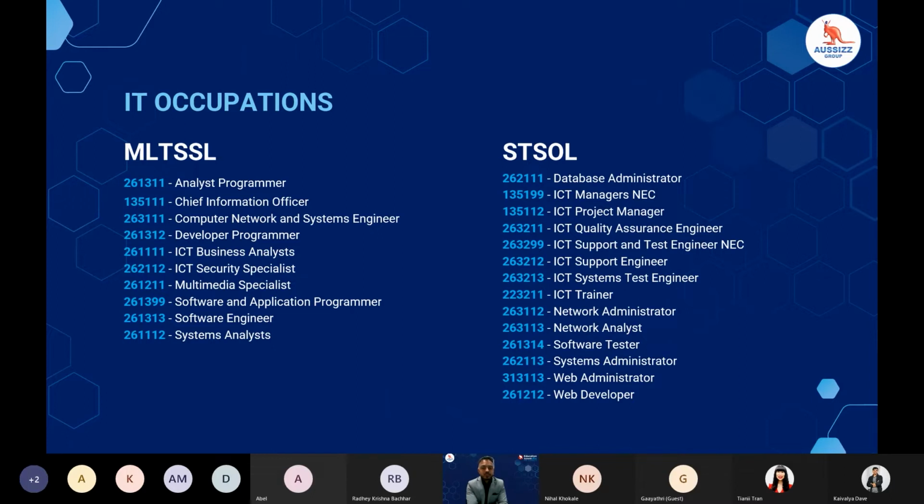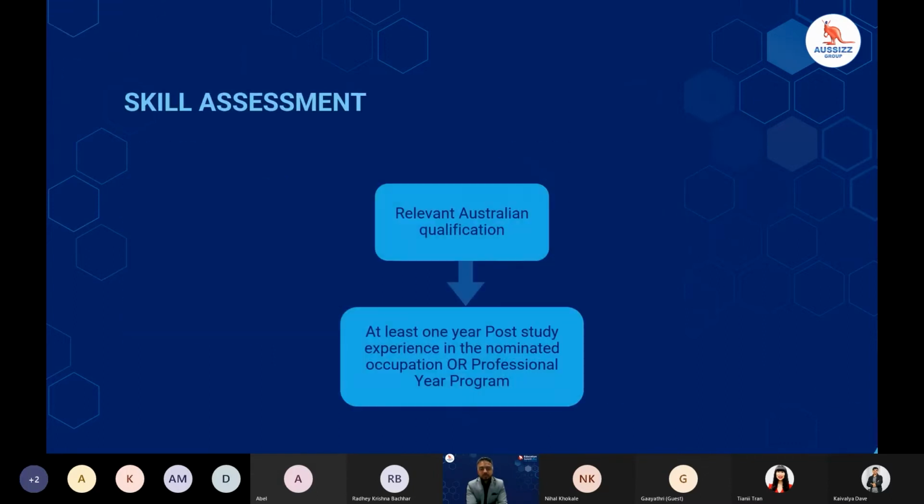So we generally suggest, for example, that somebody with a skills assessment as a network administrator can also apply for a skills assessment as a computer network and systems engineer. Again, the reason is that the first four digits are 2631. So that's the first part.